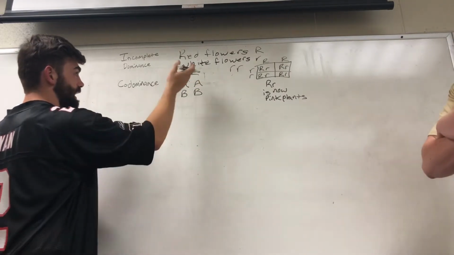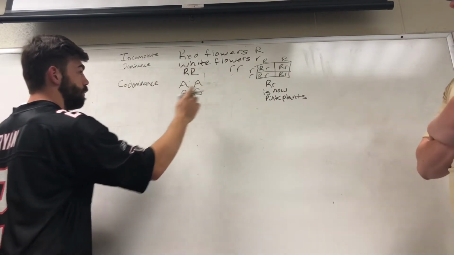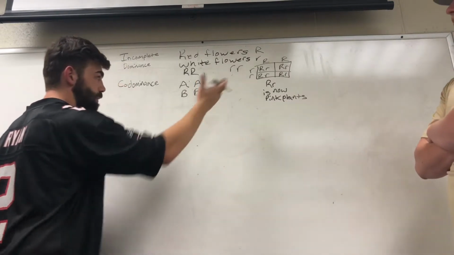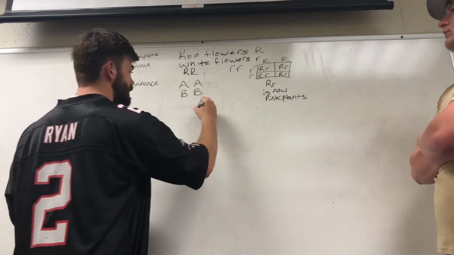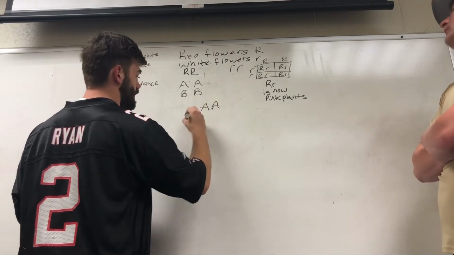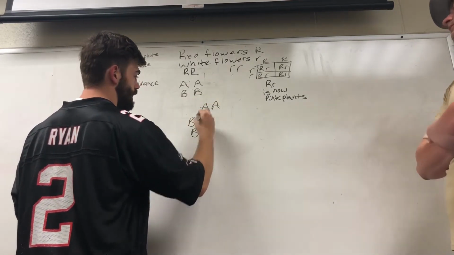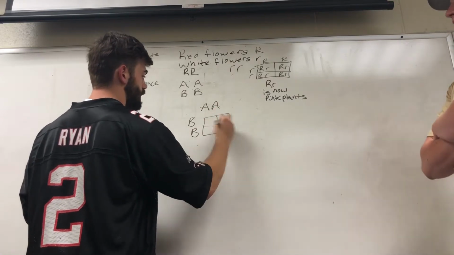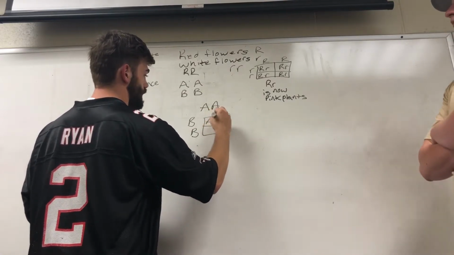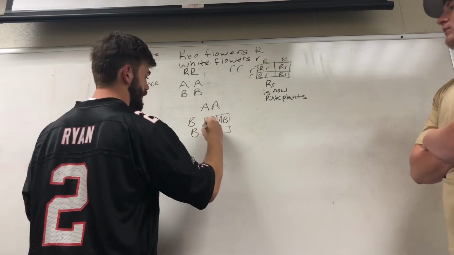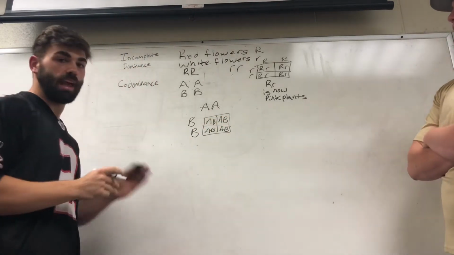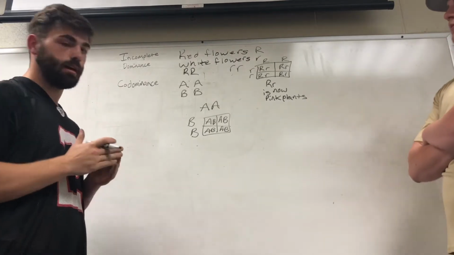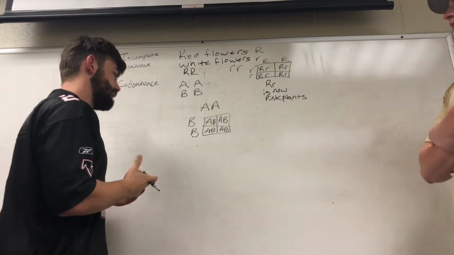So instead, like in this case, when these came together, they made pink. These won't come together and come up with a new blood type. They would share. So if we had A, B, and a Punnett square, they would all come together and make AB, AB, AB, AB, and they would share. So both A and B would both be equally shown in their blood type.